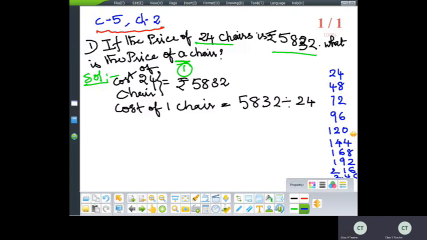Now let us do the division part. So 5832 divided by 24. Let us start. Firstly, 24. So 58. So 58, 2 digits you can take because it is greater than the divisor. 5832 is the dividend. This is the divisor.